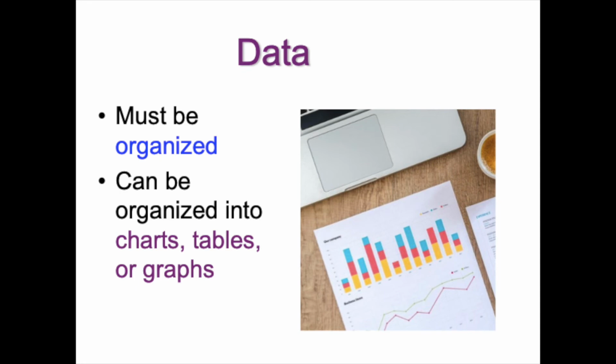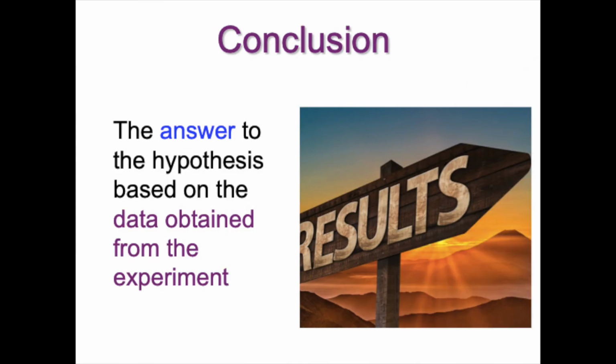Why? Why charts, tables, and graphs? It makes it so that whoever is taking a look at your experiment, whoever's looking at the data, it can be easily discerned. It can actually be looked at, and they can make a conclusion more quickly by taking a look at charts and graphs than if they have to sit down and actually read it. Okay, and finally, we have the answer to the hypothesis based on the data that's obtained from the experiment, and that's our conclusion. And of course, that's written in a paragraph, at least paragraph form.